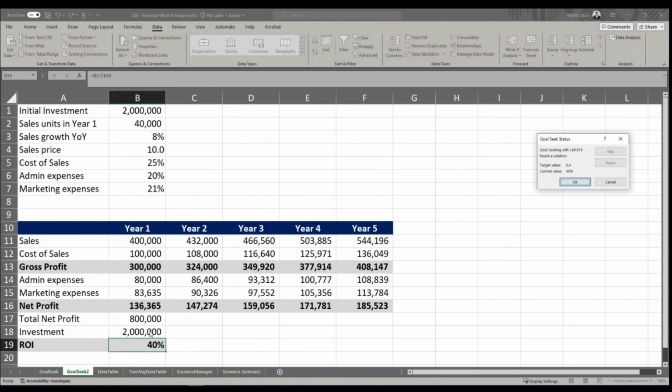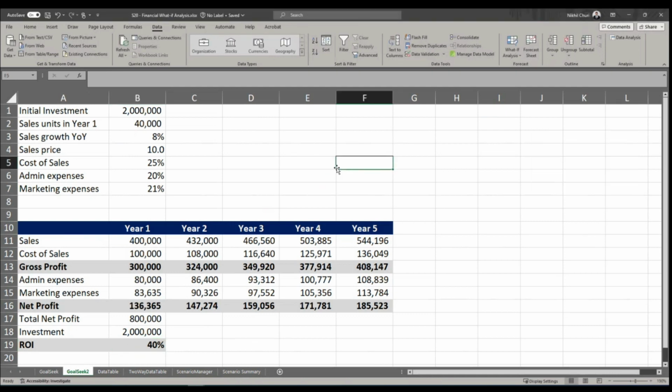Awesome. So in order for me to achieve an ROI of 40%, keeping the initial investment the same, sales units per year, and 8% year-on-year sale growth, my marketing expenses must change from almost 35% to 21%. So I need to reduce. But again, that doesn't go well with the sale, because marketing is one of the important departments. If you significantly reduce it, it might not give you the right results. So this is the third scenario we played around with.